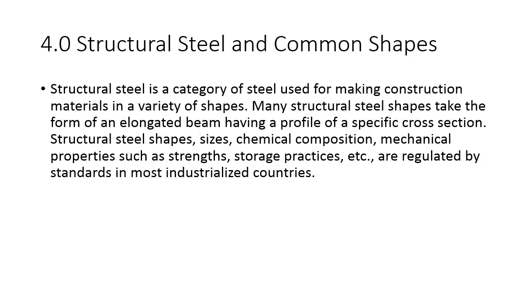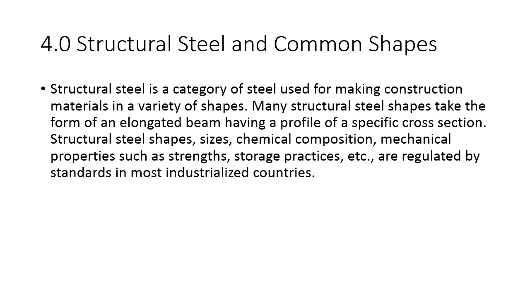Structural steel and common shapes. Structural steel is a category of steel used for making construction materials in a variety of shapes. Many structural steel shapes take the form of an elongated beam having a profile of a specific cross section. Structural steel shapes, sizes, chemical compositions, mechanical properties such as strengths, storage practices, etc., are regulated by standards in most industrialized countries. So basically, this is telling us that most countries have structural steel shapes.